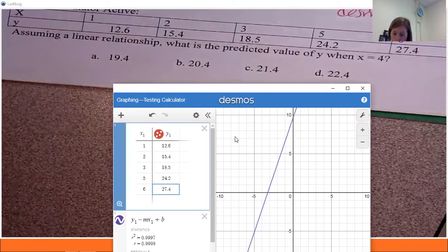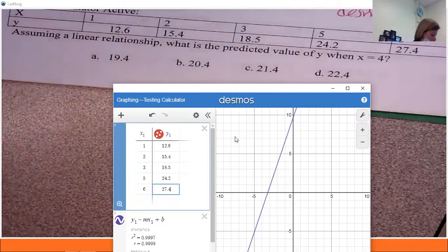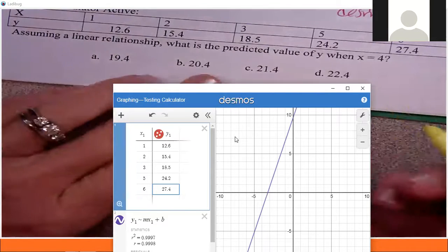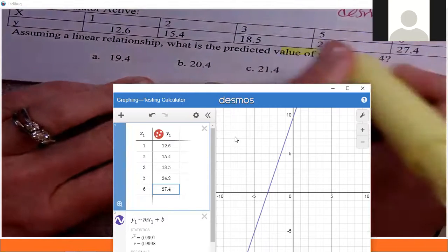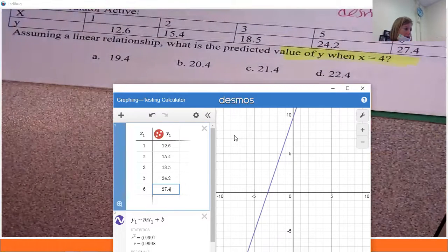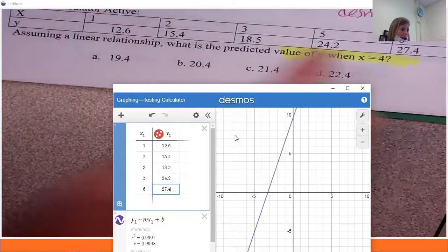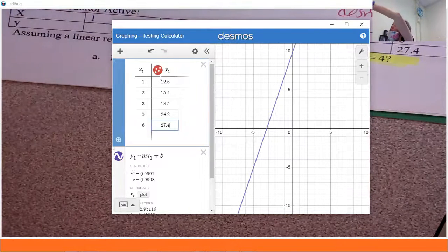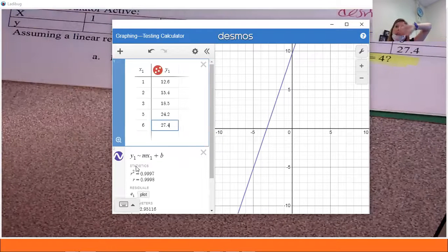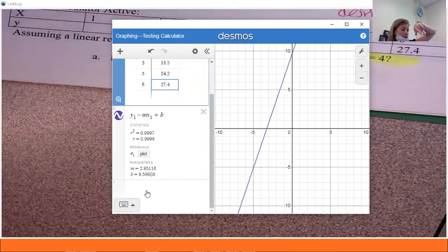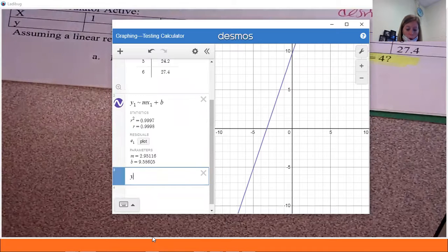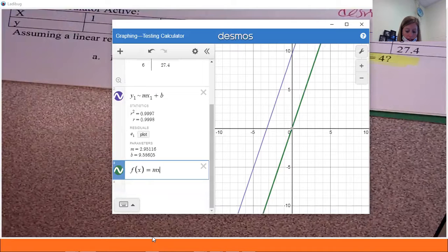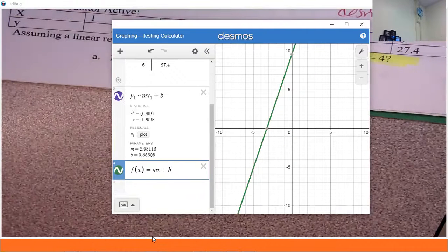All right, Mia, what is the question asking on number 5? What is the predicted value of y when x equals 4? So they're giving you a number for x. So in Desmos, make sure you have the table in. Make sure you have the y1 tilde, all that in. You're going to put in another line. You're going to type in f parentheses x equals mx plus b. So type that in for me.